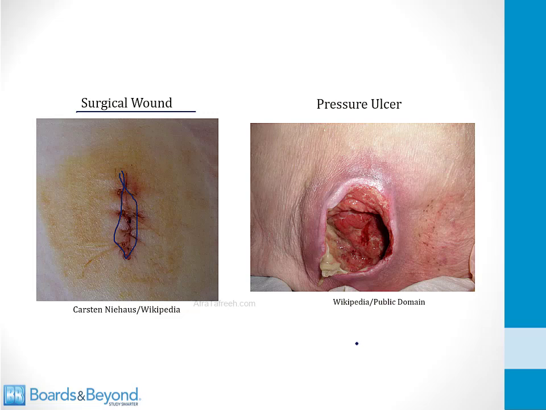On the right side is a large gaping pressure ulcer. You will see these, unfortunately, in many bedbound hospitalized patients. There's no way to bring these edges together and stitch them together and get them to stay. The wound will just fall apart. So you have to leave it open and it will heal by what's known as second intention.